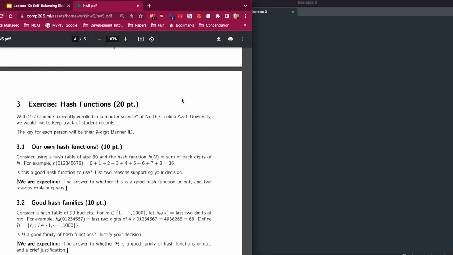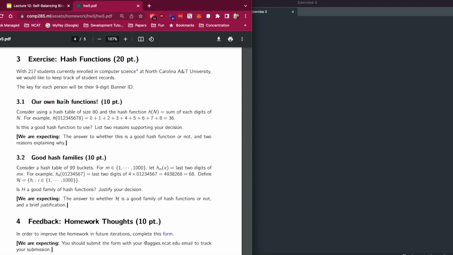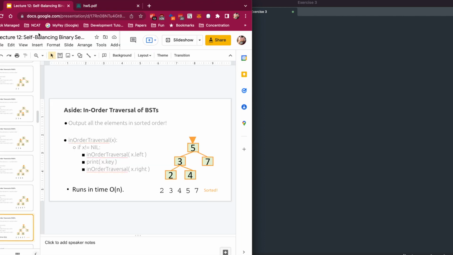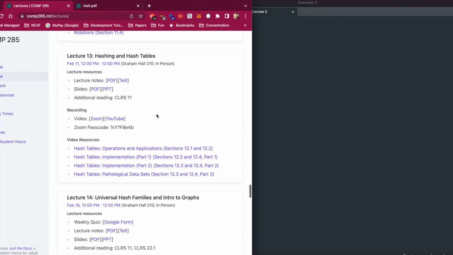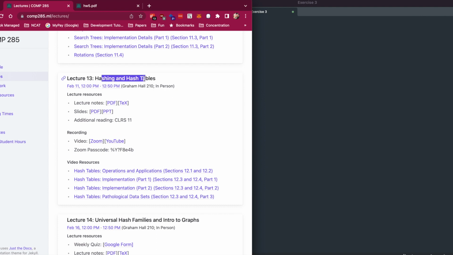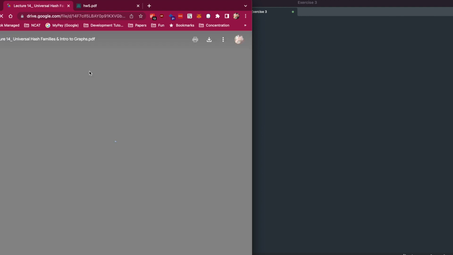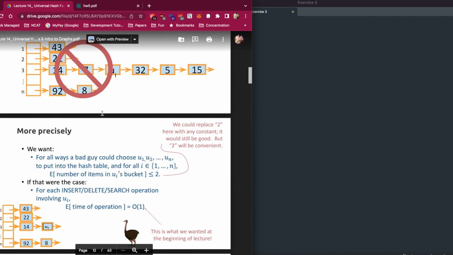To the last section of the homework, this is exercise 3, where we cover hash functions. Basically here we're going to be looking at your understanding of good hash functions versus good hash families versus bad hash families versus bad hash functions. If you're still having a little bit of trouble with this, I encourage you to head on over to the lectures and take a look at hashing and hash tables, as well as universal hash families here. You can actually open up the slides in PDF format, and this is going to come in quite handy as we cover some of this stuff.